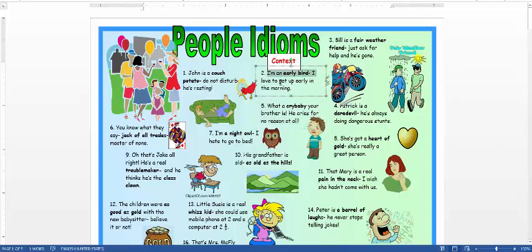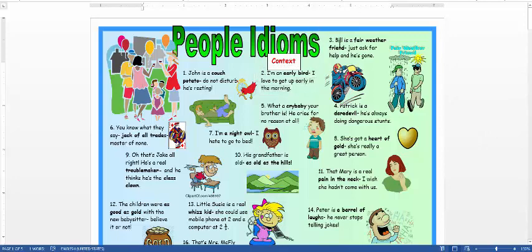Okay, now look at number two. I am an early bird. I love to get up early in the morning. So this phrase, early in the morning, is giving us the contextual clue that early bird means a person who wakes up early in the morning, right?